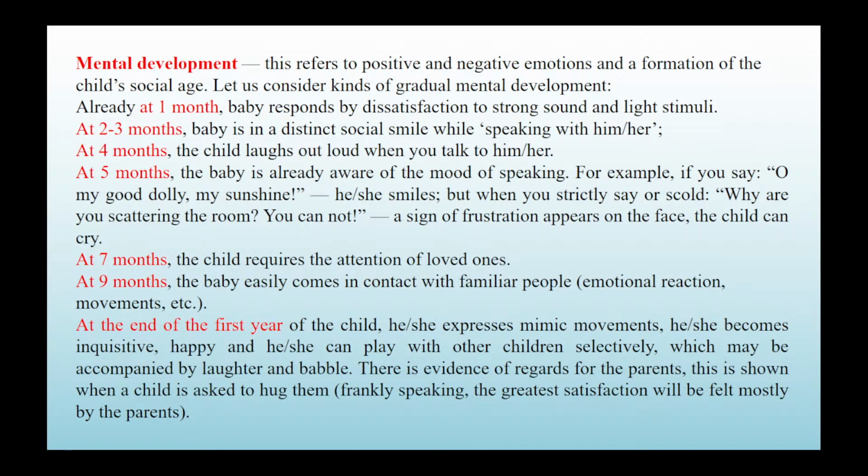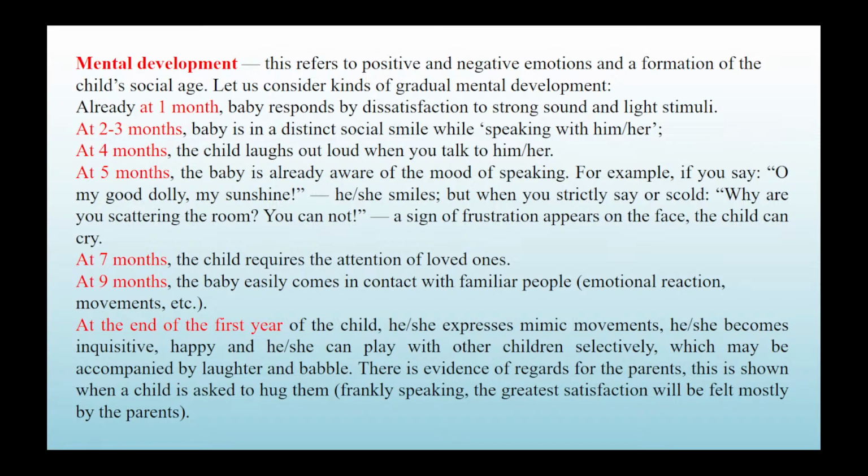At 5 months, the baby is already aware of the mood of the speaker. For example, if you say, "Oh, my darling, my sunshine," he or she smiles. But when you strictly say, "Why did you scatter things around the room," signs of frustration appear on the face and the child can cry.